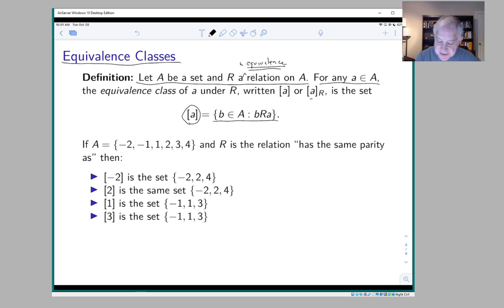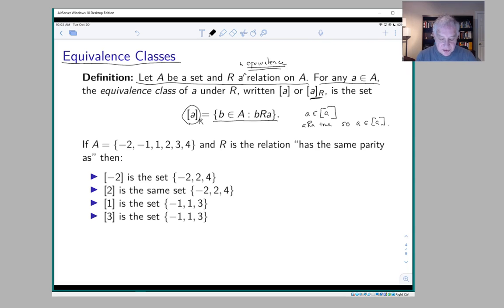And sometimes if we have several relations floating around, we may decorate this with an R so we know what relation is being referred to here. Notice just one very simple thing, that the element A is always in the equivalence class of A because of the reflexive property, right? ARA is true, and therefore A belongs to the equivalence class of A because the equivalence class of A is everything related to A under R.